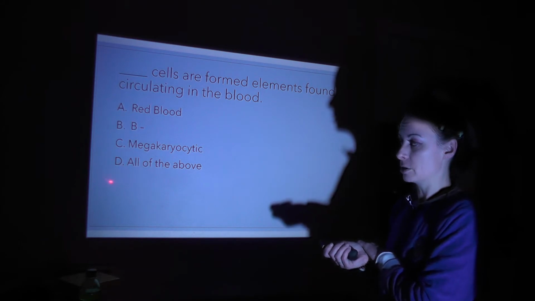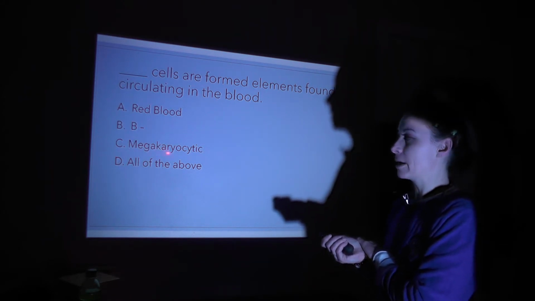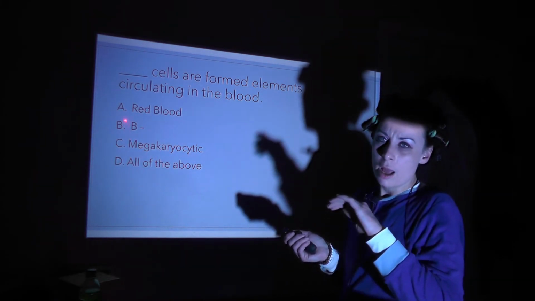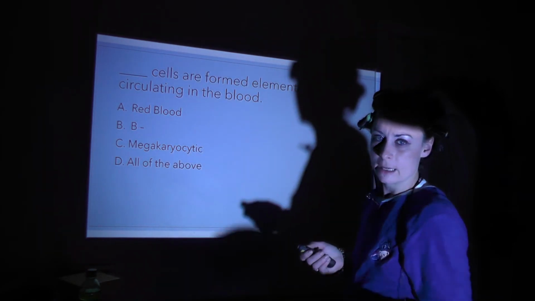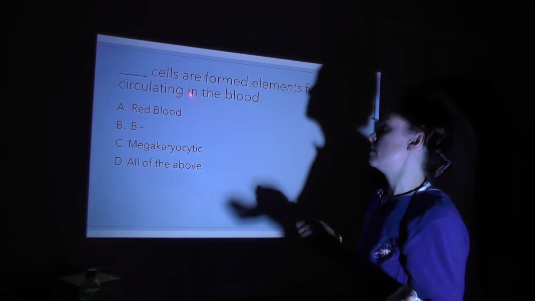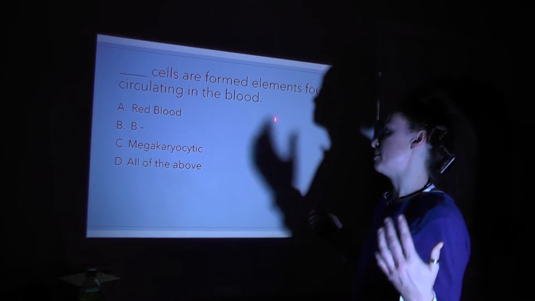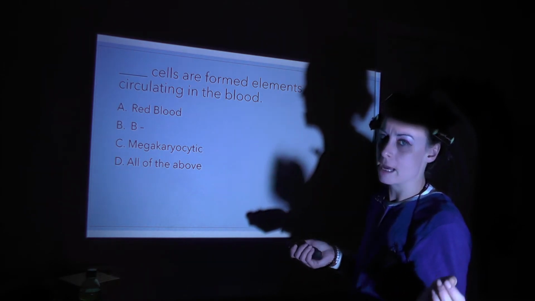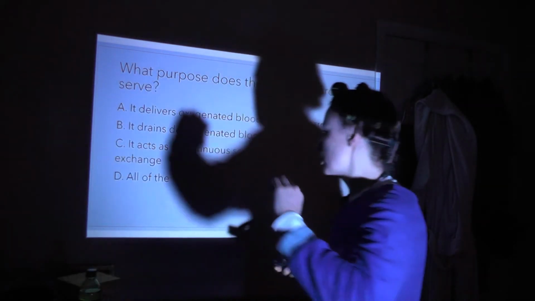So the correct answer should be down here, E, A and B only. Because megakaryocytic cells are the cells that hang out in the red bone marrow and stick out those little feet that get sheared off as platelets, the other formed elements. So if this question instead had platelets here and said blank cells are formed elements found circulating in the blood, the answer would still be E because platelets aren't cells. So just be aware of that. Now we're going to race to the next question.